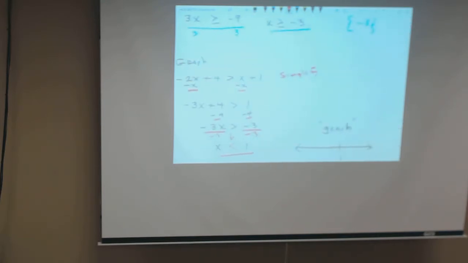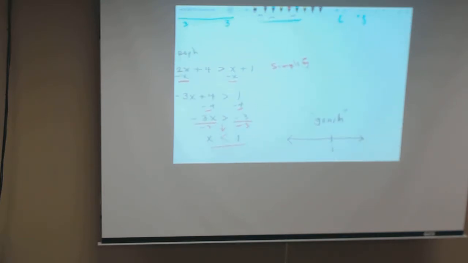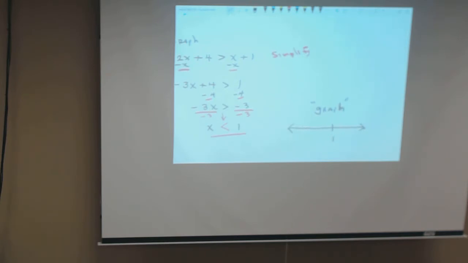And if they want me to graph it, now for this one, it doesn't say integers. So if it doesn't say, what is it? It's all real numbers. So to graph this, I go to 1, put a circle, and then go to the left. Everybody follow that? If it said less than or equal to, I'd fill in the circle.